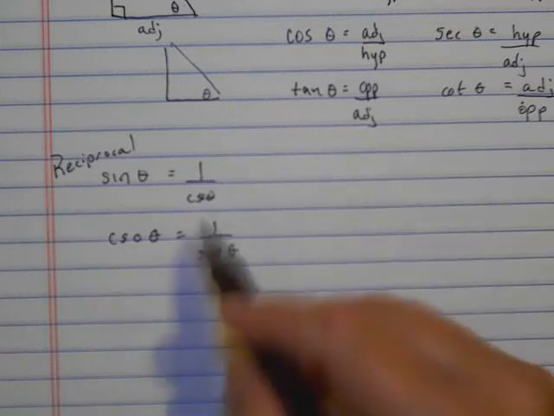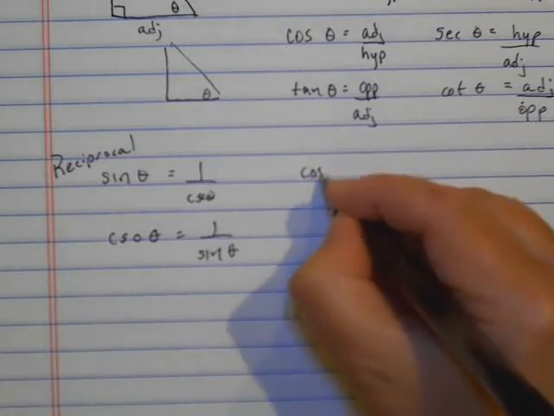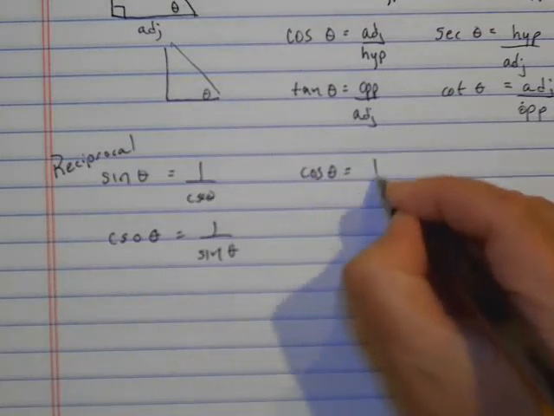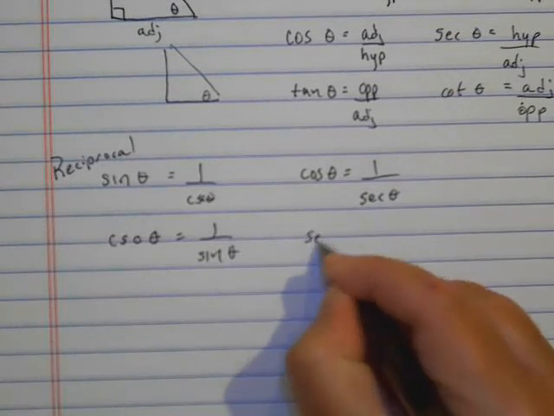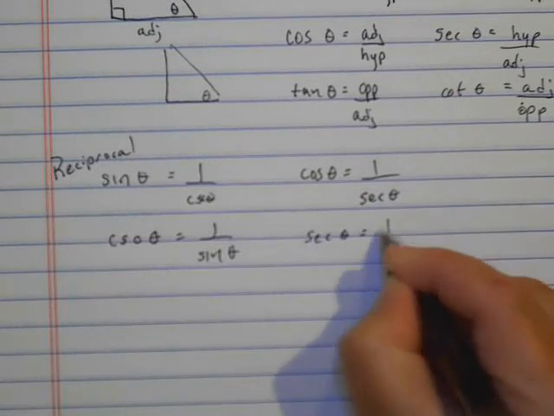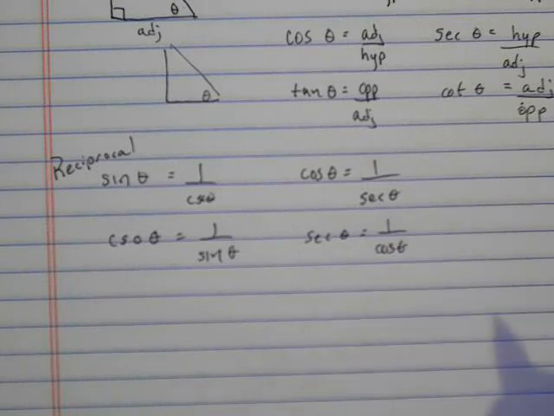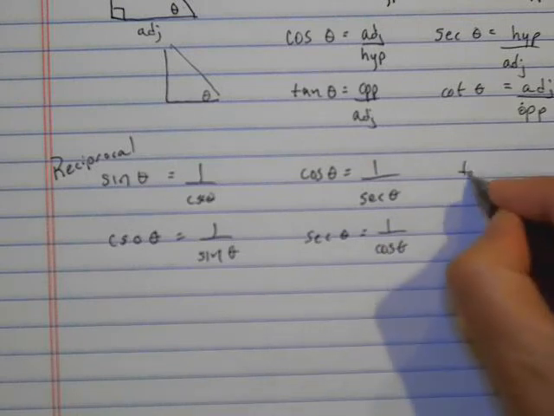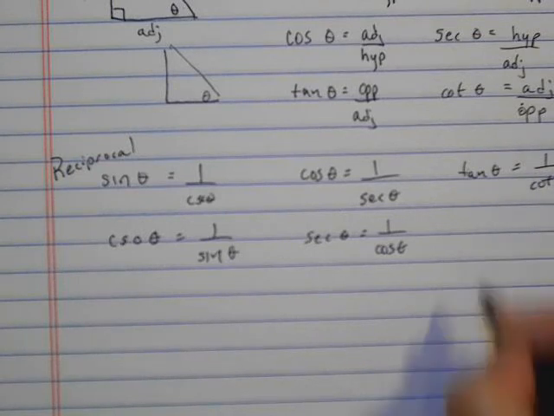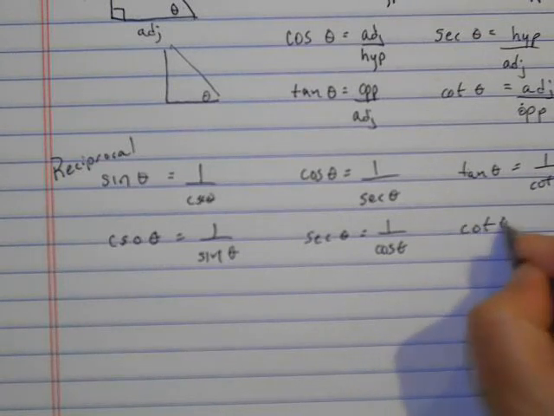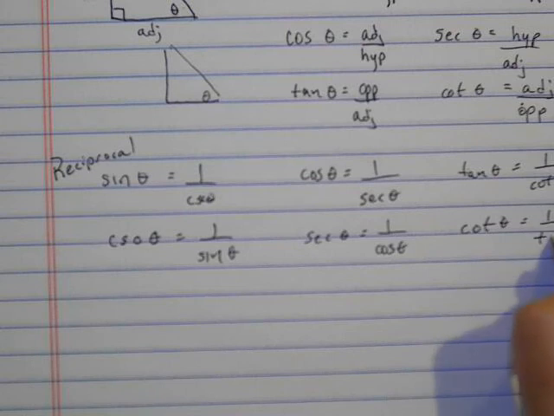These are truth statements, kind of like postulates or theorems. Cosine theta is 1 over secant theta, and secant theta is 1 over cosine theta. Tangent theta is 1 over cotangent theta, and cotangent theta is the same thing as 1 over tangent theta.